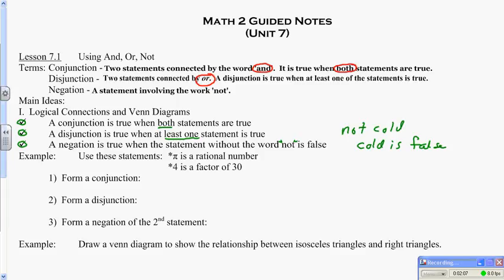Well, we already know that and goes with a conjunction. So if we have two statements here, pi is a rational number, and 4 is a factor of 30. Conjunction would be to take either one and combine it with the word and. Pi is a rational number, and 4 is a factor of 30.